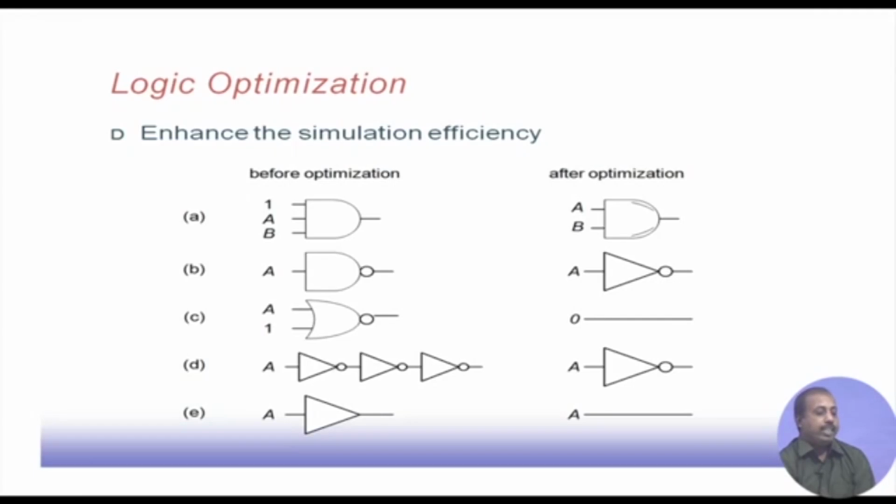Similarly, there may be a NAND gate with only 1 input, which can be converted into an inverter. We can have one NOR gate where 1 input is permanently 1, so we can convert it to a line 0. Similarly, there may be 3 inverters in series, which can be converted to 1 inverter. Similarly, a buffer can be converted to a single line. This type of optimization can be done, because for functional simulation we do not need to consider the situations that we have shown on the left hand side.